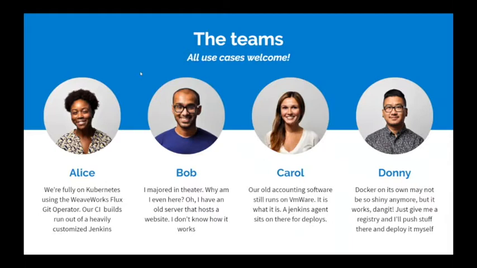I picked 4 use cases where we have one team that's entirely on Kubernetes using all kinds of fancy Git operators and so on, one guy who really wasn't in IT, but got pulled in there because he needed a website. Some good old traditional accounting software and VMware and all these kinds of things. Jenkins agents sitting on app servers for deploys. That's a very typical pattern from years ago, but also still today. And finally, a little bit of a rogue over here who likes Docker, but all this new structure is so restricted. He just needs access and he'll do his thing. And maybe occasionally something else.